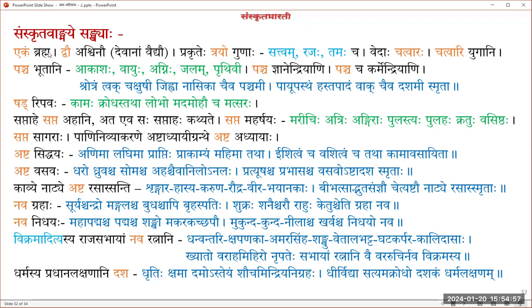See, so one Brahma is there. There are two Ashwini gods, the gods of health, doctor gods. And then Prakruteh Trayo Gunah. In Prakriti, there are three gunas: Sattva, Raja, and Tama. Vedas are four. There are four yugas. There are five bhutas: Akasha, Vayu, Agni, Jala, and Prithvi. There are five organs of sense. Then there are five organs of action. Like this, they have compiled all the way.